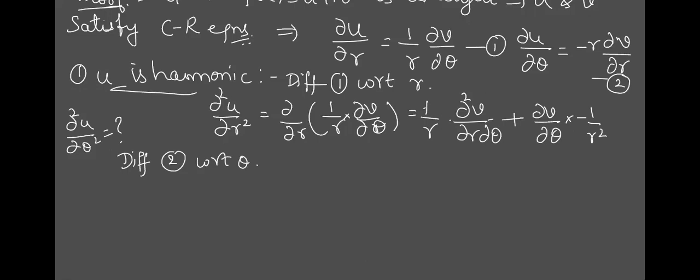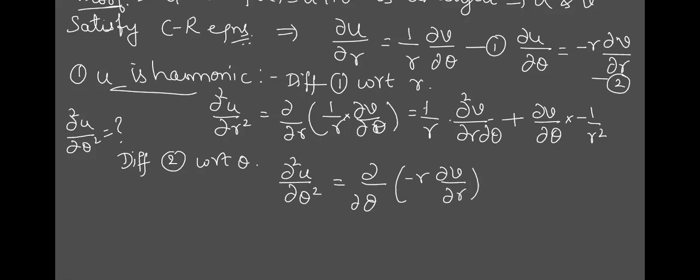So the derivative of ∂u/∂θ with respect to θ is ∂²u/∂θ², which is equal to ∂/∂θ of minus r ∂v/∂r, isn't it? Now tell me whether to apply the product rule, direct or any other thing. Direct, ma'am. Why direct? Minus r is constant. Yes, the partial derivative with respect to theta means r is not a function of theta, so this minus r comes out as a constant.